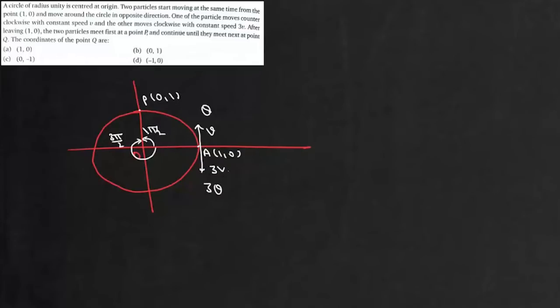Now hereafter again they'll move. So again the first particle is going to cover pi by 2, and the second particle is going to cover 3 pi by 2. So next they are going to meet at this point, which is (minus 1, 0), and that's your point Q. So the coordinate of this point Q is (minus 1, 0), and that's your option D.